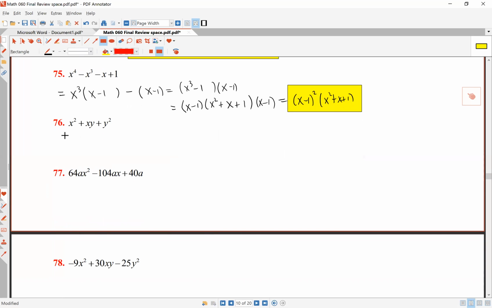76, x squared plus xy plus y squared. That's the product of two numbers that's 1 that adds to 1. It's not going to happen. That's prime.